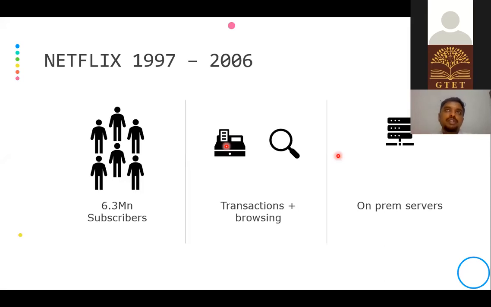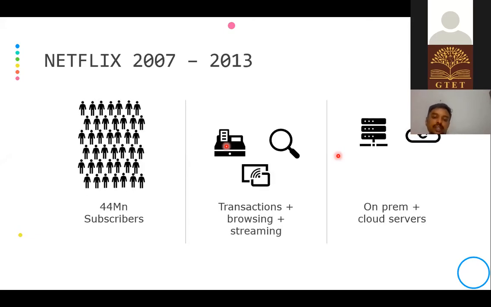If I have to give an analogy, it is like storing a series of Word documents on your servers, right? Netflix did this on on-prem servers. Fast forward from 2007 to 2013, Netflix went from 6.3 million subscribers to 44 million subscribers. That is a 7-fold increase. The number of users increased by 7 times over the course of 4 years, right? This is the increase in load because of the users, right?